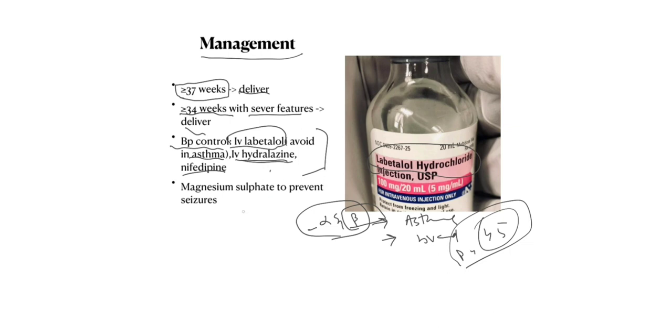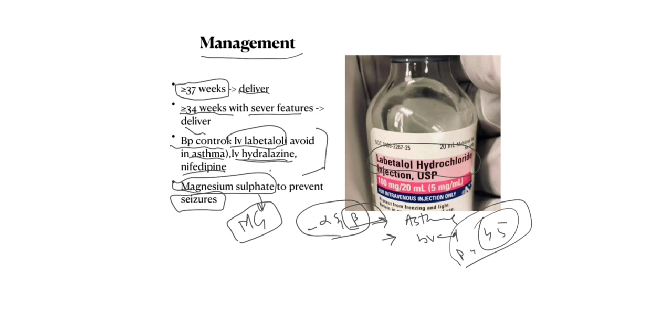Obviously, if there is increased risk for seizures, like if the blood pressure is too high or the patient is having severe features, then by all means give magnesium sulfate. Remember, magnesium sulfate is one of the drugs that can trigger myasthenia gravis crisis, so be careful about this. If they put that the patient has myasthenia gravis, then you should be cautious of giving mag sulfate.